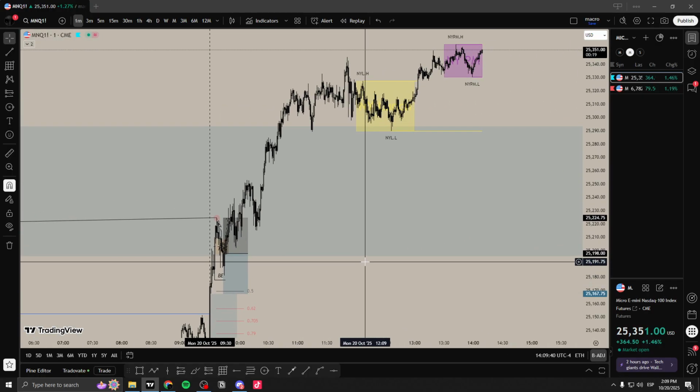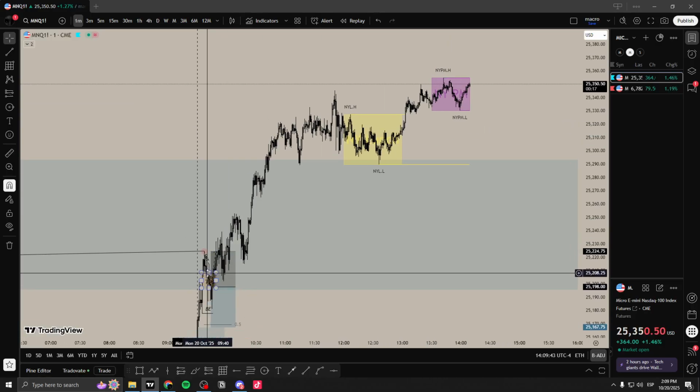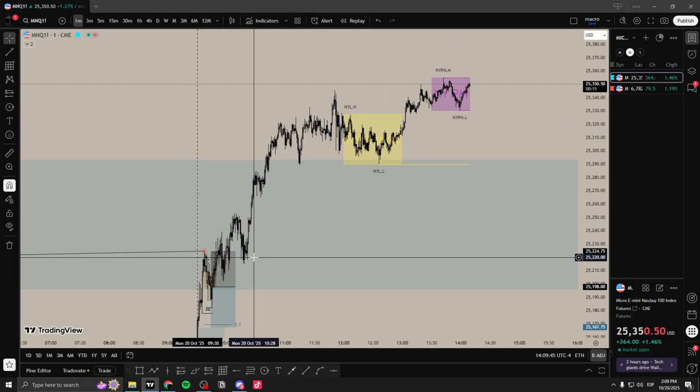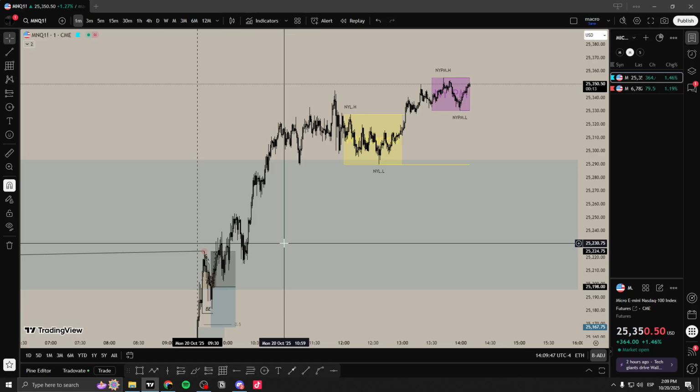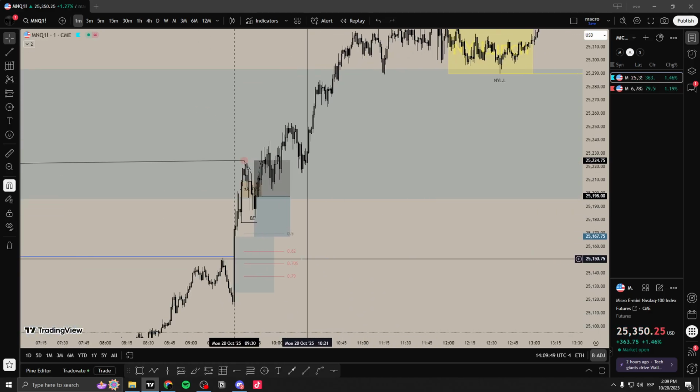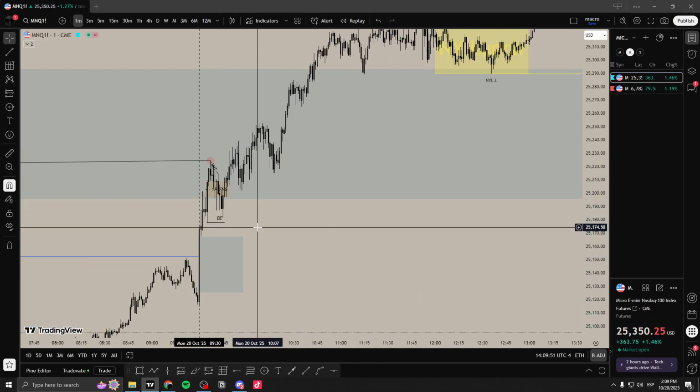No trades for most of the people. I think price is literally just slowly going up with no entry, no trades. So yes, that's my trade for today and my trade recap for today.